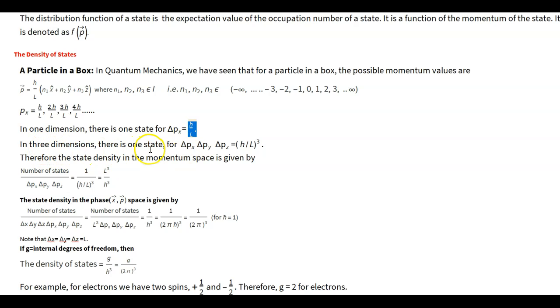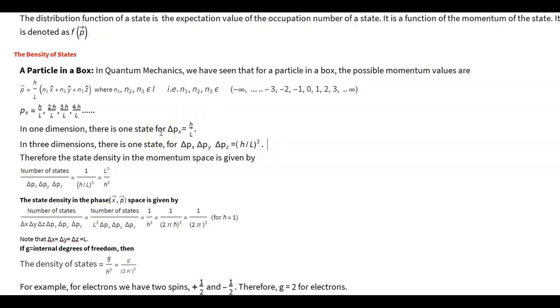So in one dimension, the value of delta px, the momentum element in one dimension, is h over L, and in 3 dimensions we have the volume element for the momentum. It is given by (h over L) whole cube. So this volume element is (h over L) whole cube in 3 dimensions.